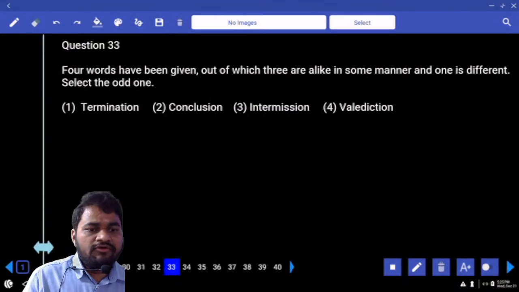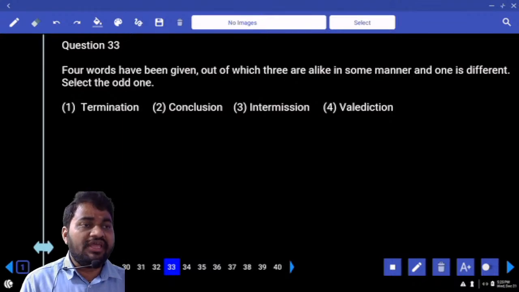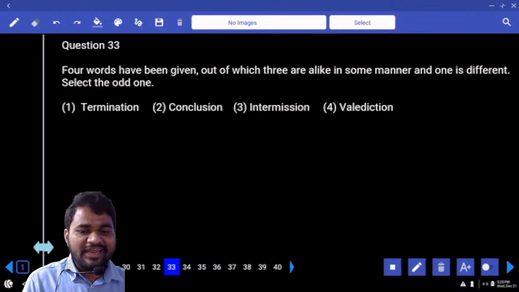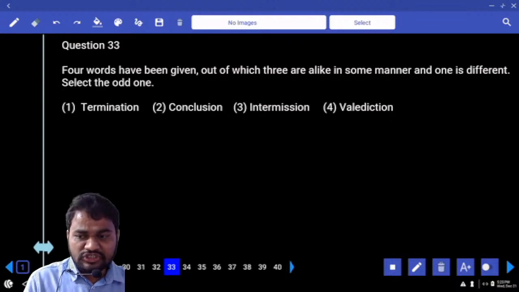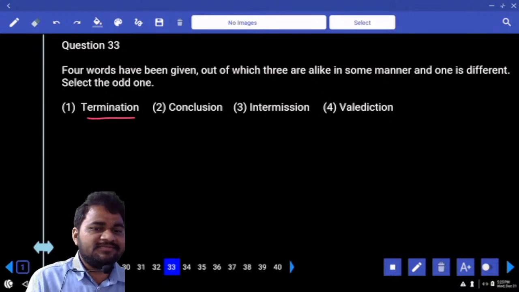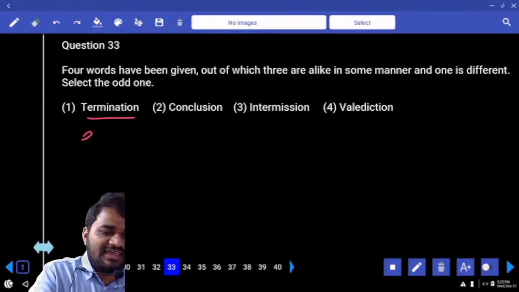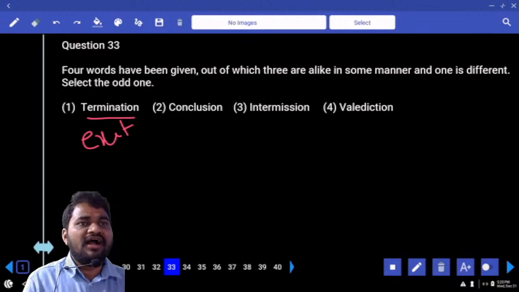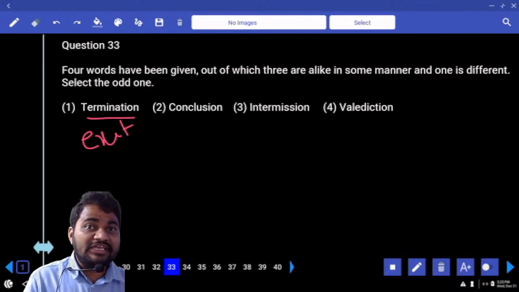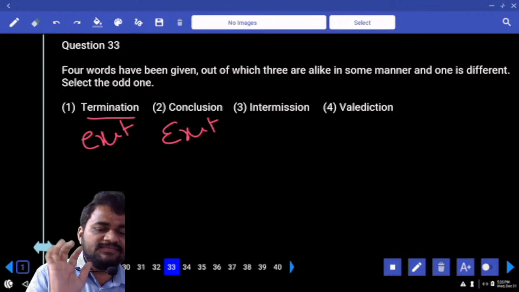Here 4 words are given, out of which 3 are alike, means odd one out. Termination, conclusion, intermission and valediction. Termination means get out, that is the way for exit. Conclusion means we are finally concluding, we are reaching the end, that is also exit.